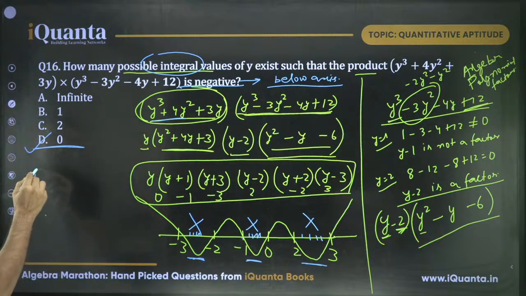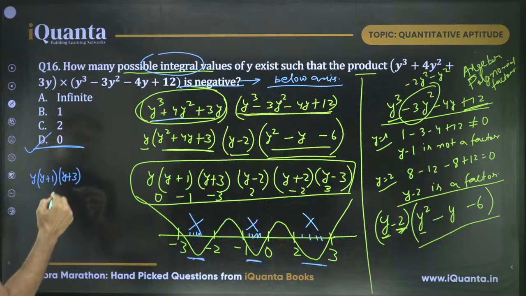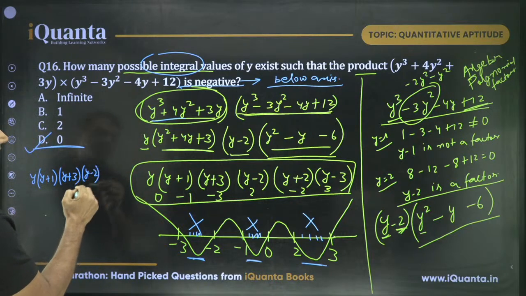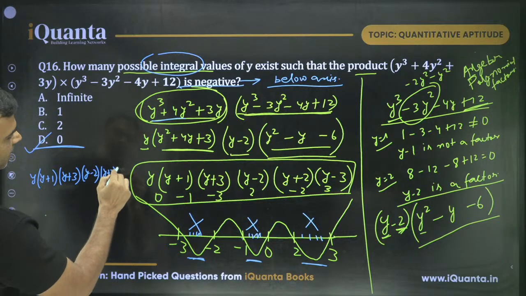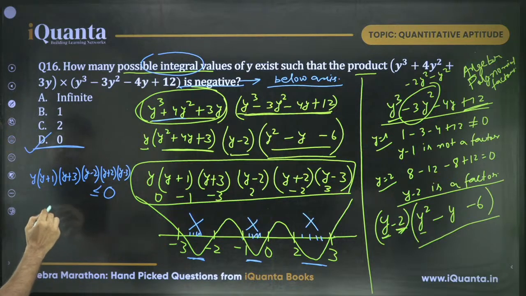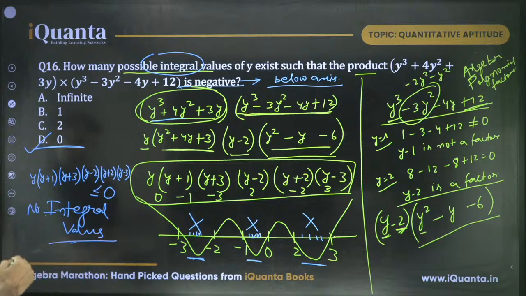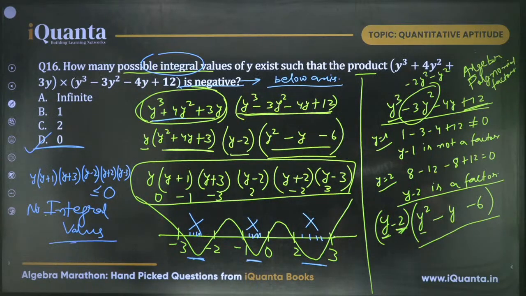Suppose if I had y into y plus 1 into y plus 3. Okay, I am giving a different question, everyone please focus. y minus 2, y plus 2 and y minus 3. Suppose the question was less than equal to 0, then how many integral values? अब बताओ, अगर वहां पे less than 0 की जगह less than equal to कर देते, then how many?